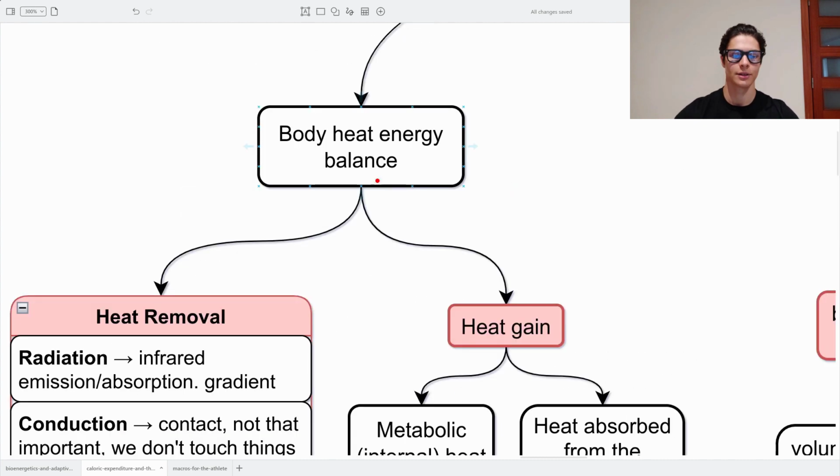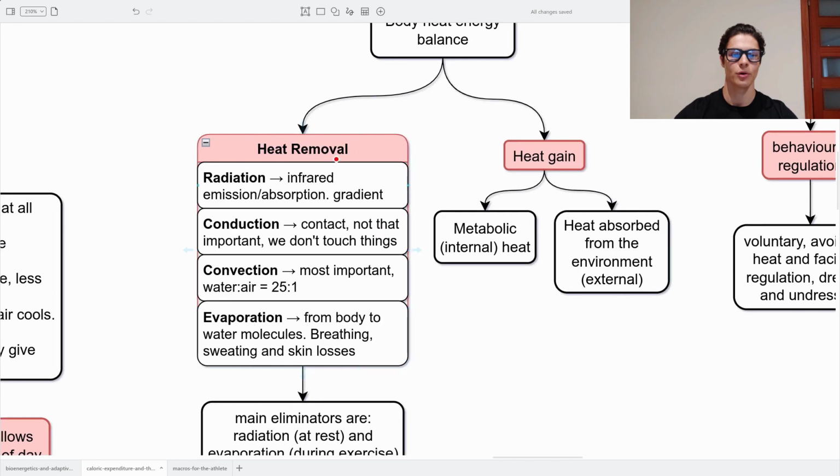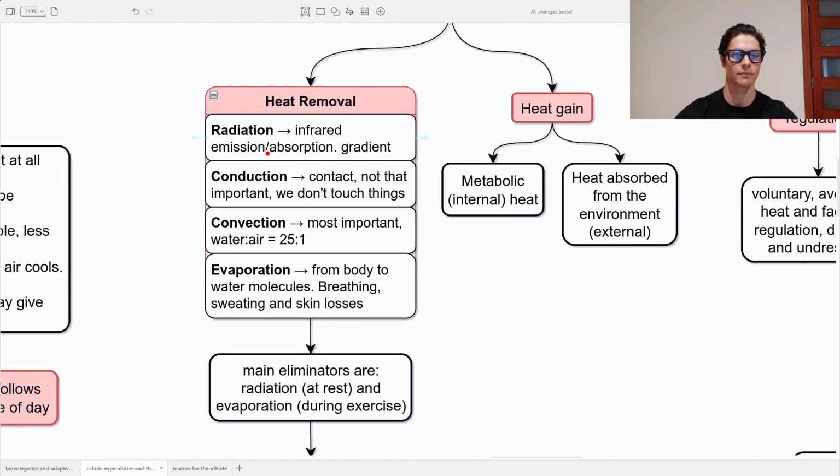We do the same. So let's take a look at the body heat energy balance. We have the heat removal and the heat gain. The heat removal, we use radiation, conduction, convection, and evaporation. The radiation using infrared emission absorption, and there must always be a gradient for radiation to work.